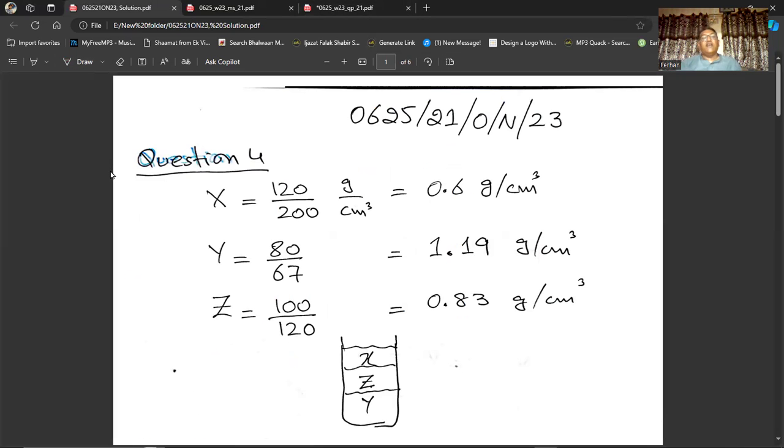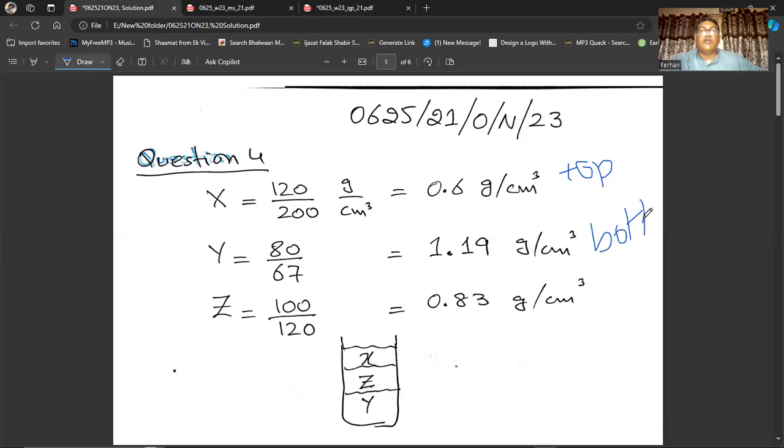On your screen, for X, the density will be mass divided by volume: 120 divided by 200, that is 0.6 grams per centimeter cubed. For Y, the density will be 80 grams divided by 67 centimeter cubed, and it will be 1.19 grams per centimeter cubed. And for Z, it will be 100 divided by 120, and that will be 0.83 grams per centimeter cubed. So you can see here, this one has the lowest density, so it will be at the top, and this one has the highest density, so it will be at the bottom.